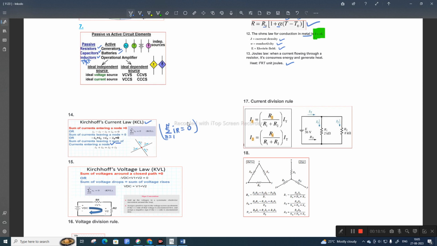And next comes Kirchhoff's voltage law. This law similarly states that the sum of voltage around a closed path, or the sum of voltage drops, is equal to the sum of the voltage sources. So this is the closed path, this is the voltage source, and in a closed path these two voltages are equal to this voltage. That is what this says: VDC is equal to V1 plus V2.